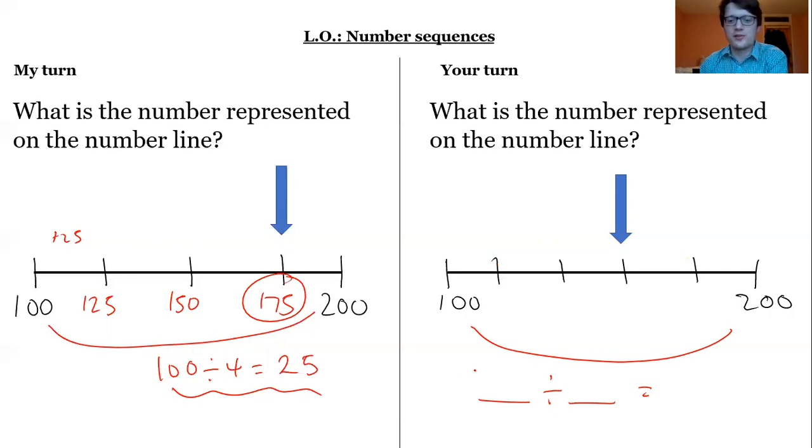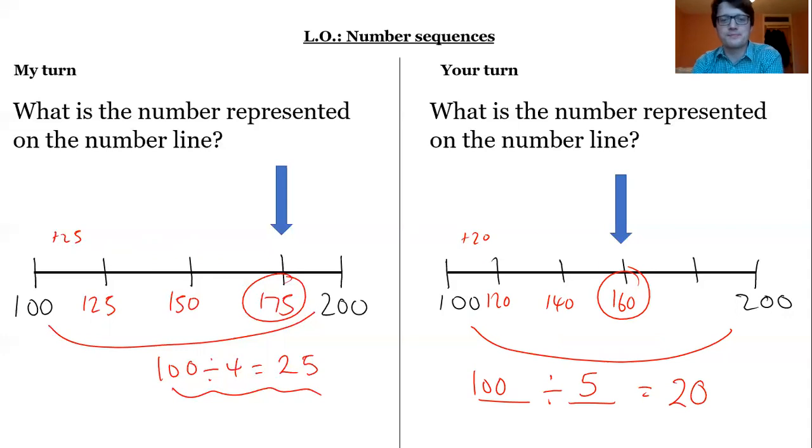Okay, so again, we've got a difference of 100, but this time there's not 4 gaps. There's 1, 2, 3, 4, 5 parts. 100 divided by 5, again, is 20. Think 10 divided by 5 is 2, so 100 divided by 5 will be 20. So I'm counting in 20s. So I get 120, 140, 160 is where the arrow is pointing.